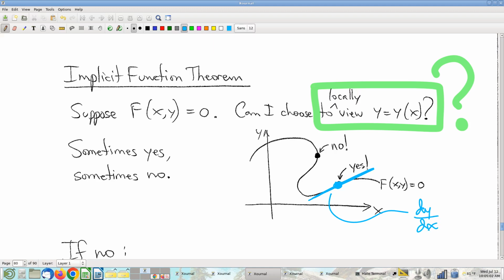Oh, wait, I can't talk about the derivative of y until I know that y is actually a function, at least nearby. If the curve goes straight up somewhere really far away, we don't care about that. We can ignore that. But at least locally, I need to know that the curve passes the vertical line test, and I can therefore view it as a function, because you can only take derivatives of functions.